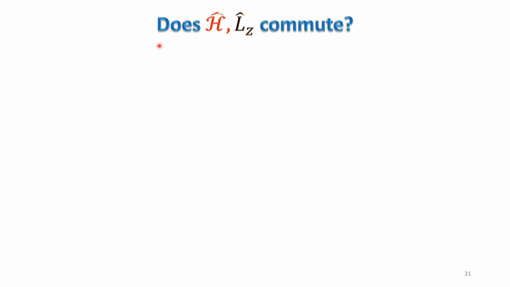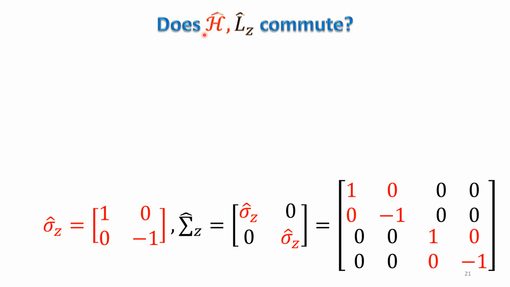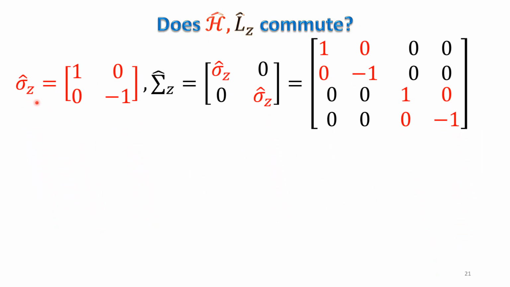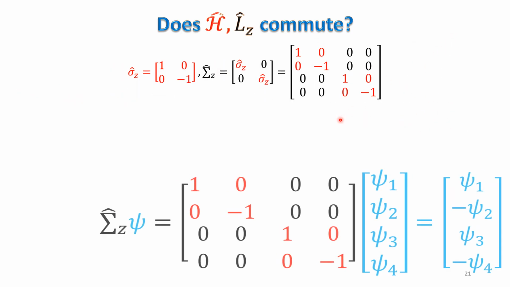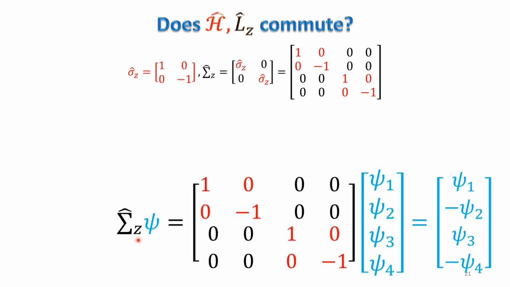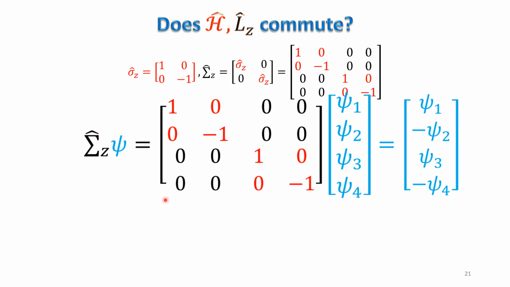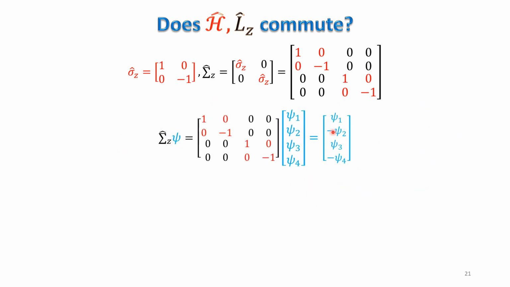Now Dirac's equation in operator form, which offers you energy times the wave function, we shall call the Hamiltonian. And the question is, does that commute with L hat z? So sigma z is 1 0 0 minus 1. Capital sigma hat z is sigma z hat 0 0 sigma z hat. This will be 1 0 0 minus 1, 1 0 0 minus 1, and the off-diagonal 2 by 2 blocks are 0. Then capital sigma hat z operated on wave function psi will offer you psi1 minus psi2, psi3 minus psi4, a multiplication of 4 by 4 with 4 by 1.